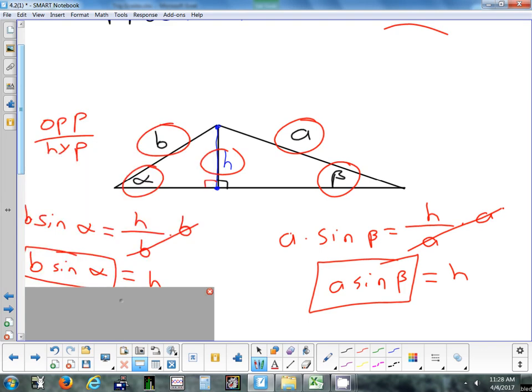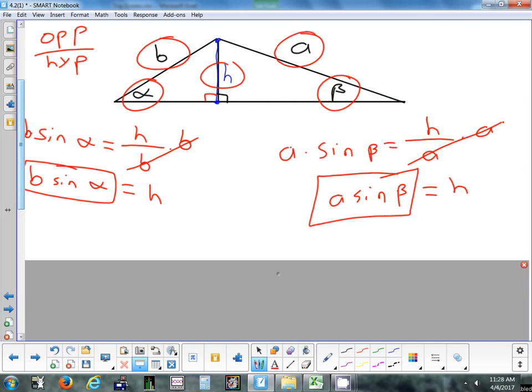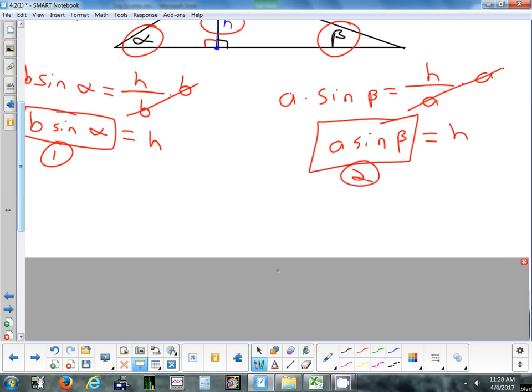Okay, so I have two formulas for finding the height. We can call it box 1 and box 2. Both of those formulas in each box calculate the same height. So what does that mean about what's in box 1 and what's in box 2? They equal each other, exactly. So B sine alpha is exactly the same as A sine beta. Okay, and that's basically our law of sines.